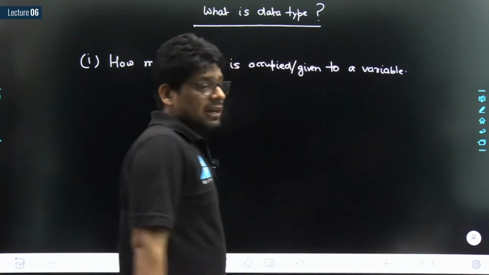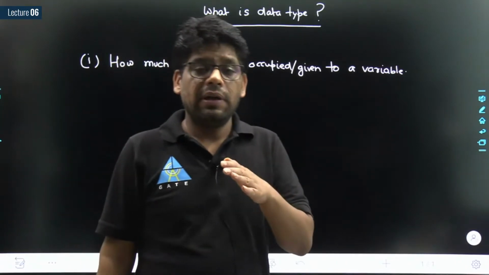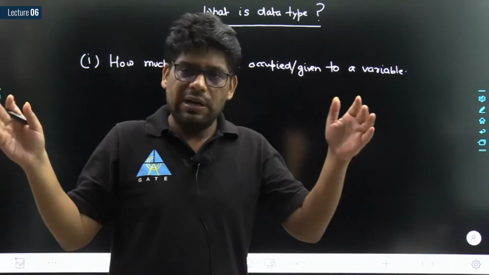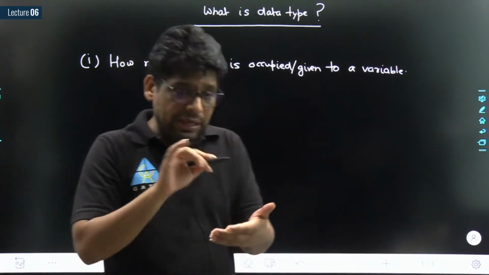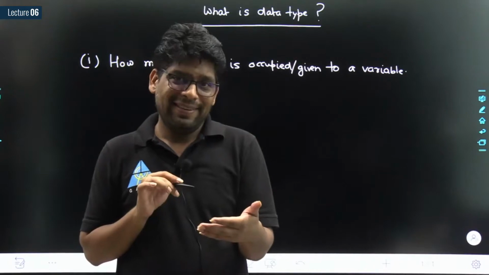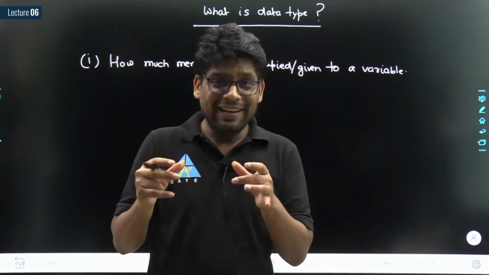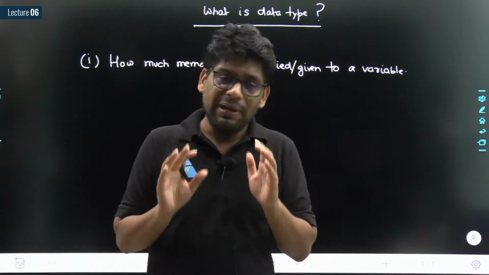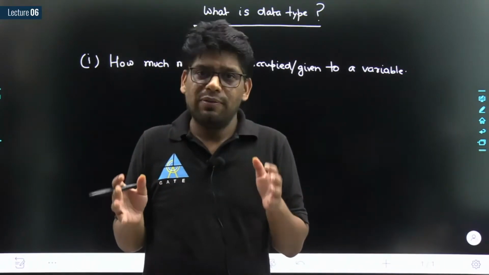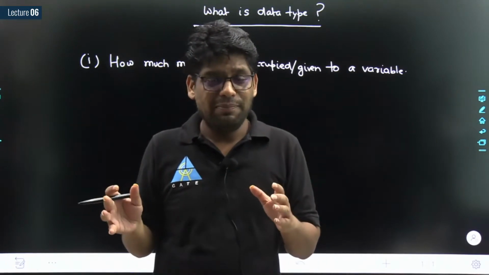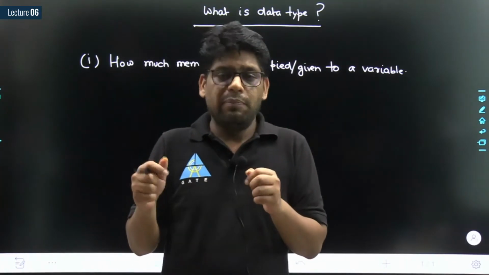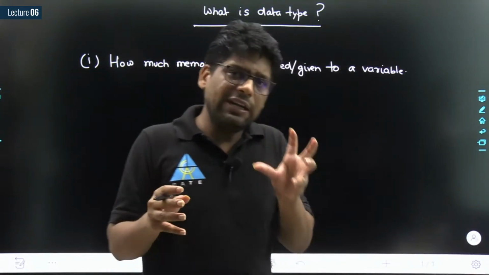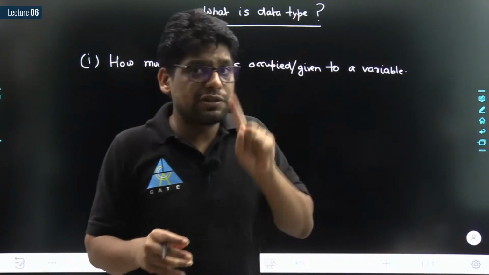That means, sir, every data type requires some space, some memory. For example, you are making notes in your notebook. Every subject needs a different number of pages to make notes. Similarly, every data type, basically every variable, because the data type is related to a variable. That means, sir, when we attach a data type to a variable, it specifies two things.